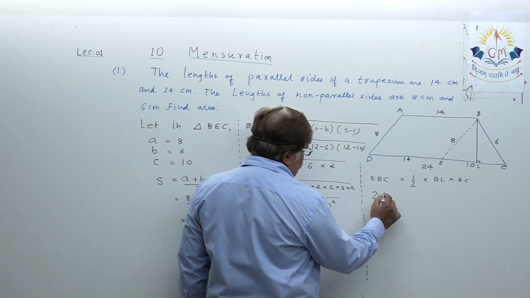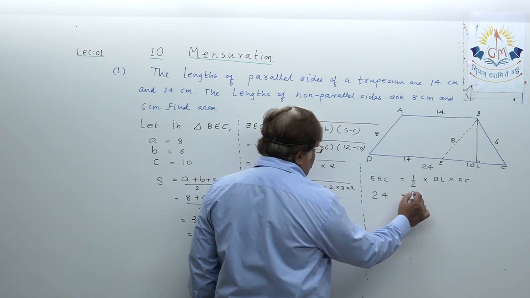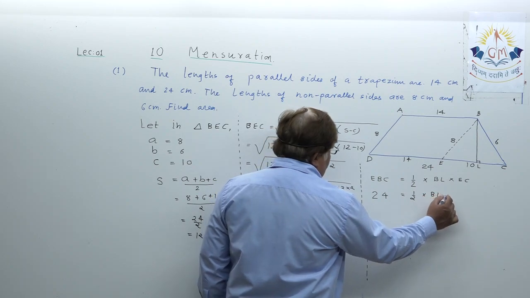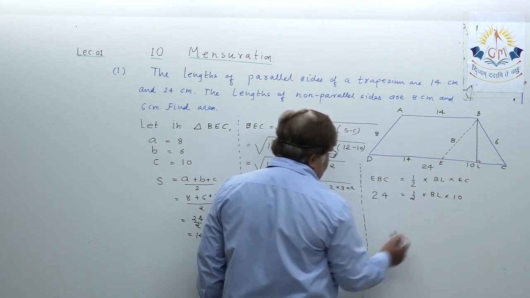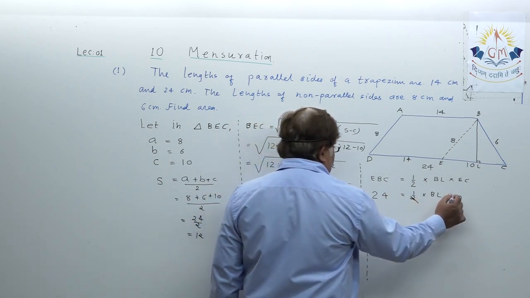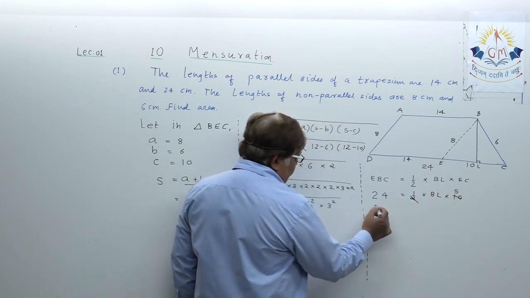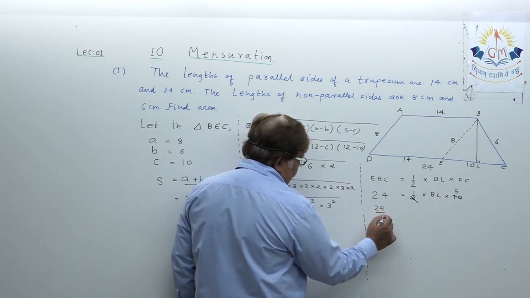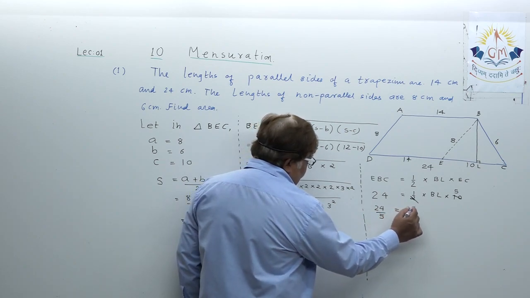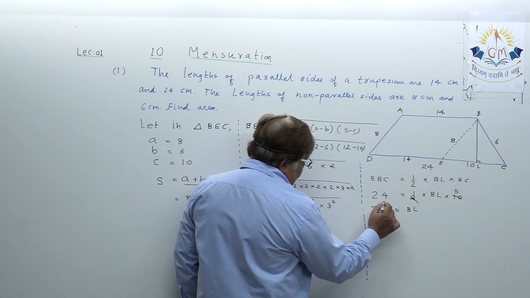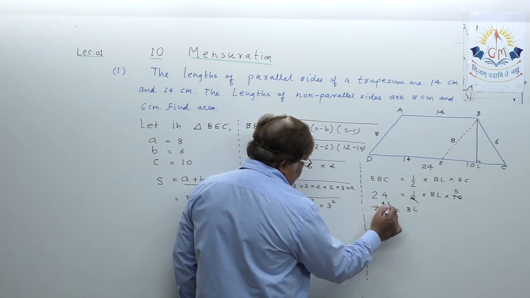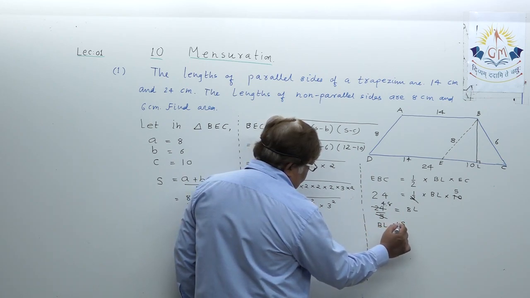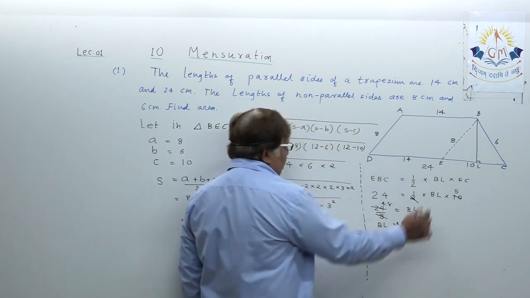What is that? 24. Half altitude, our target, base, that is EC, given 10. Here, dear student, you cancel 2 5 ja, 5 to be transferred here. 24 upon 5 equals BL. Just cancel it. 5 4.8. So my dear student, you got BL, that is 4.8 centimeter.